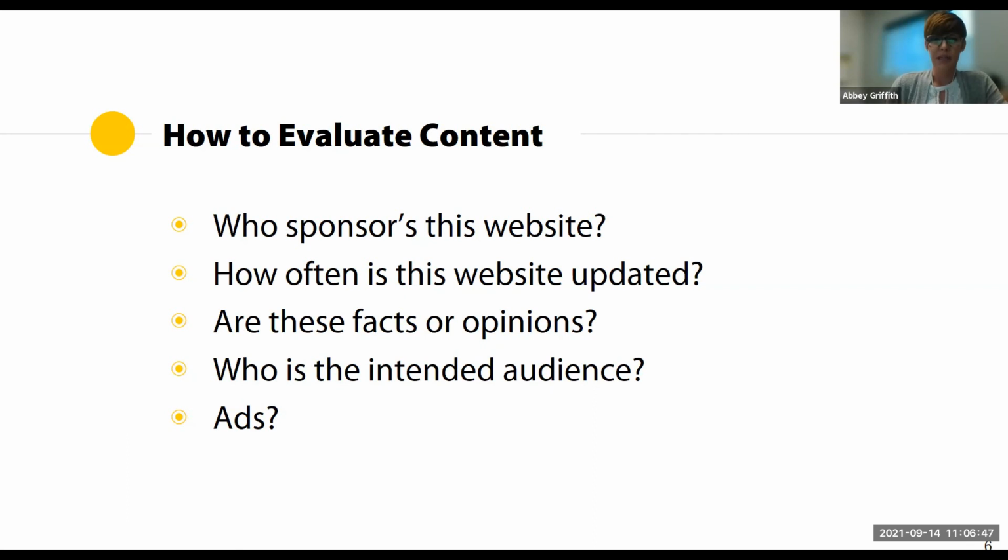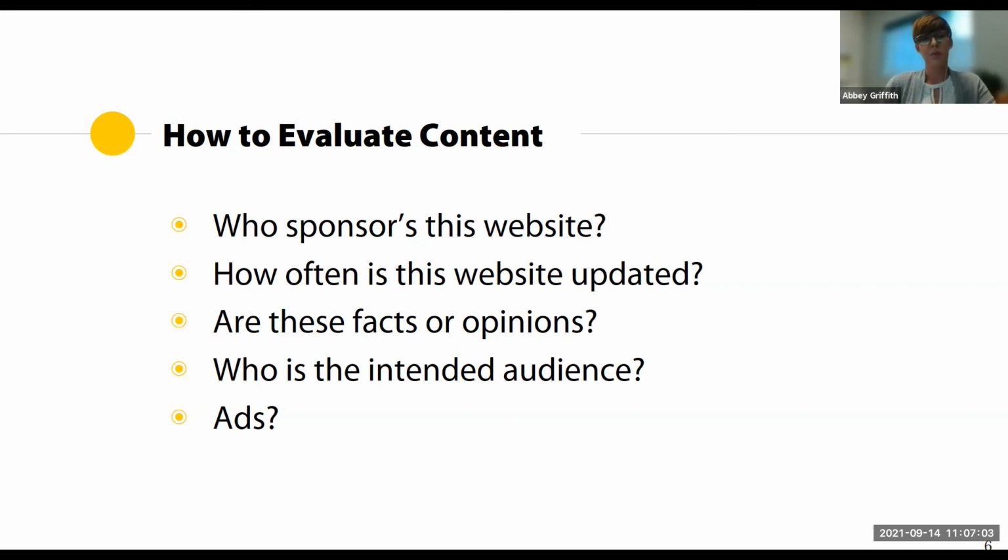Is it fact or opinion? If it is an opinion, is it clearly stated that this is an opinion? Or is it biased and leaning towards something, but not clearly stating that? Because that can be a red flag and a concern with consumer health resources.